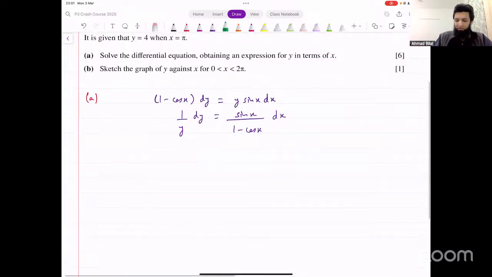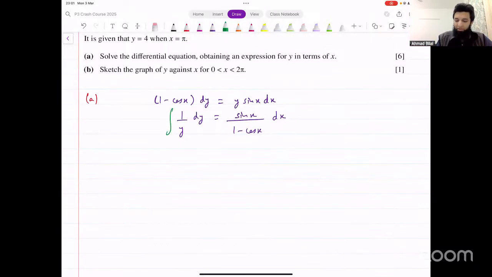It doesn't look that difficult, by the way, but let's do it. 1 over y. What's the integration of 1 over y? This is ln y, right? That's what we have on the left side. What about the right-hand side? It's a fraction. What fraction rule can we use here?